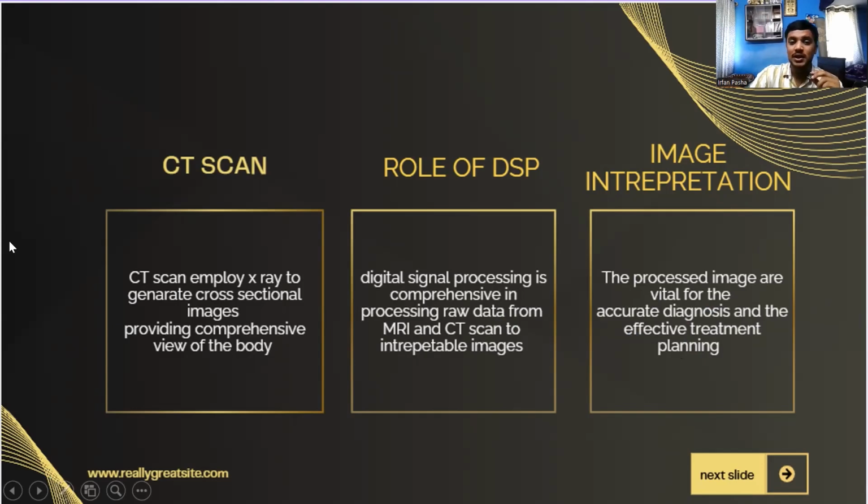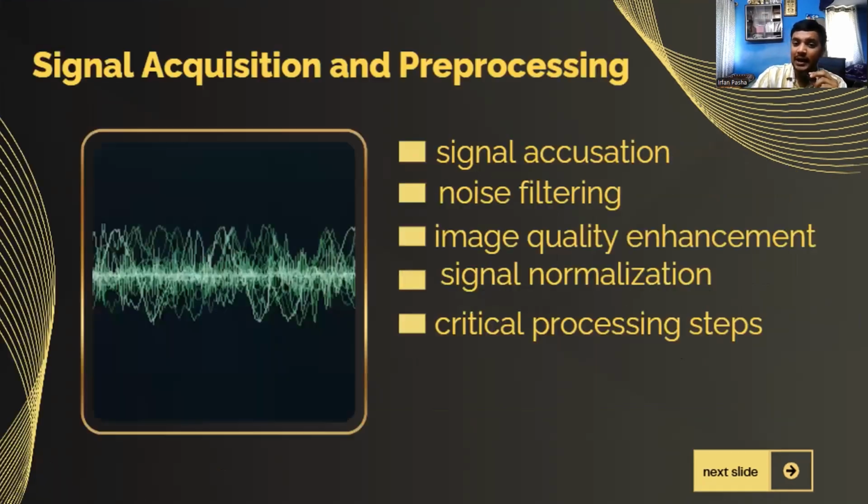Next is signal acquisition and pre-processing. The first step is signal acquisition, then noise filtering, image quality enhancement, and signal normalization, which are critical processing steps. Before audio reaches your ears, these many steps are involved in filtering out the noise and making the audio clean so that anyone can hear it confidently.